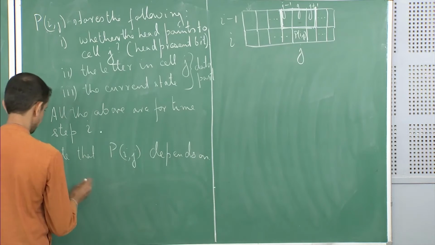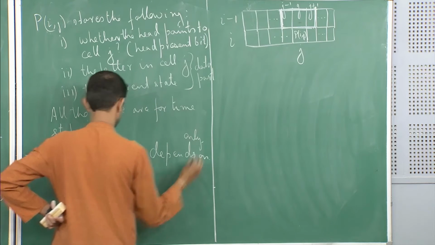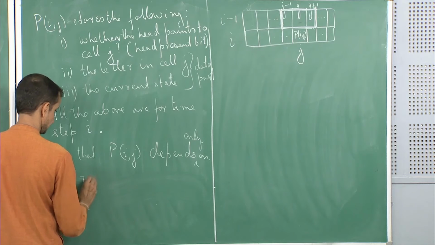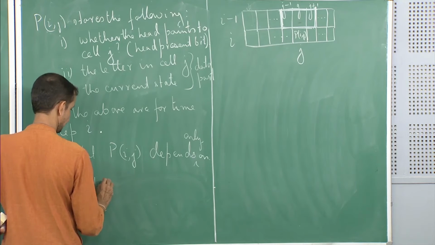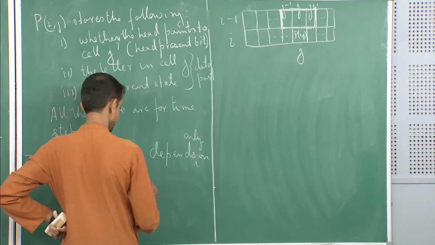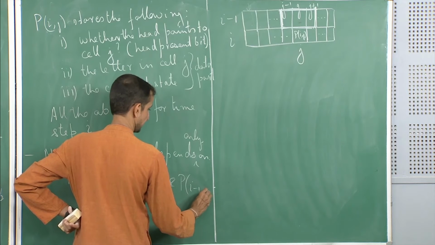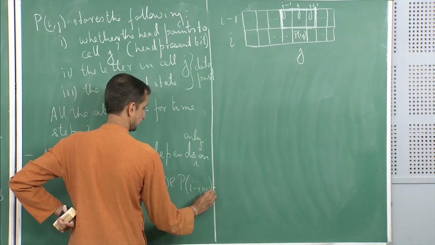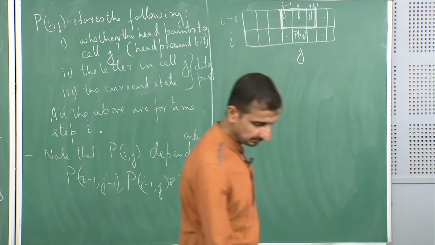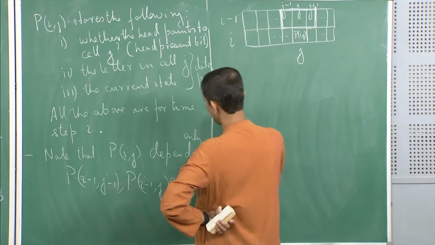So P_ij depends only on P_(i-1),(j-1), P_(i-1),j and P_(i-1),(j+1), only these 3 cells. Okay. And exactly how it depends, what the dependence is, we can characterize that as well.